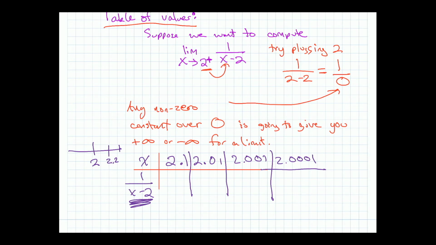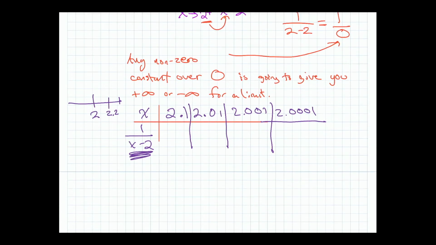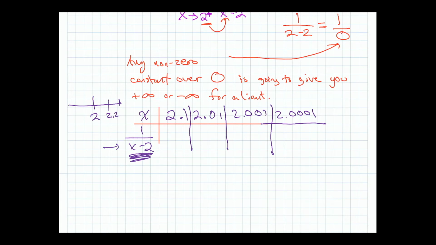If you put in 2.1, it's going to be 1 over 2.1 minus 2, which is 1 over 0.1. Why is my computer not working? Okay, when you work this one out, you're going to get 10.